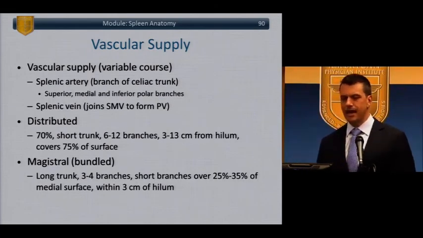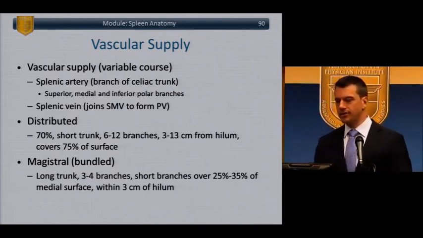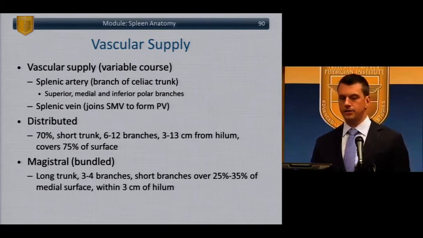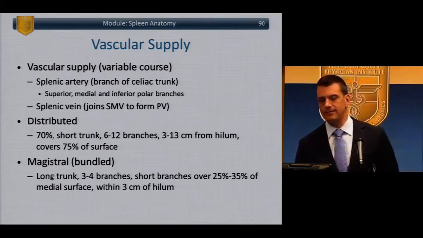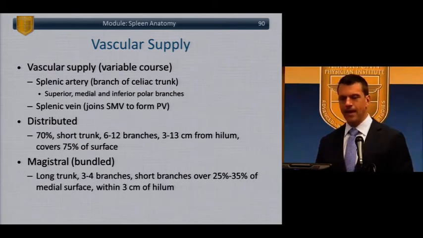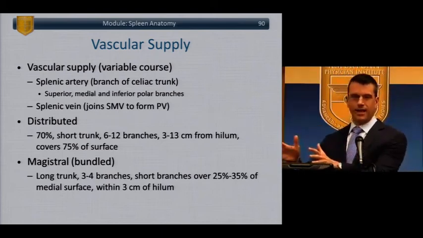The vascular supply has a variable course. It's usually a very twisting artery. The splenic artery is off of the celiac trunk. It has superior, medial, and inferior polar branches to the spleen. There are two types of distribution. You have a distributed anatomy, which is about 70%: short trunk, 6 to 12 branches, 3 to 13 centimeters from the hilum, and it covers about 75% of the surface. So basically a short trunk and then lots of branches heading at the spleen.